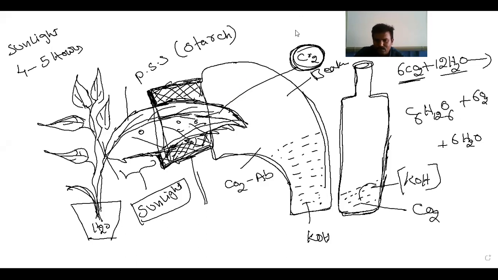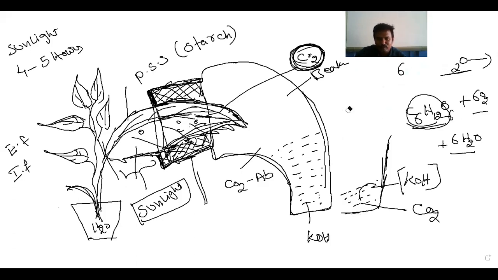Six CO2, carbon dioxide is utilized, water is utilized, and starch is prepared. But this part is not exposed to the sun rays, which is why it is unable to receive carbon dioxide and cannot prepare starch. This part is exposed to the sun rays, so it efficiently receives external and internal factors. That's why this part performed photosynthesis.